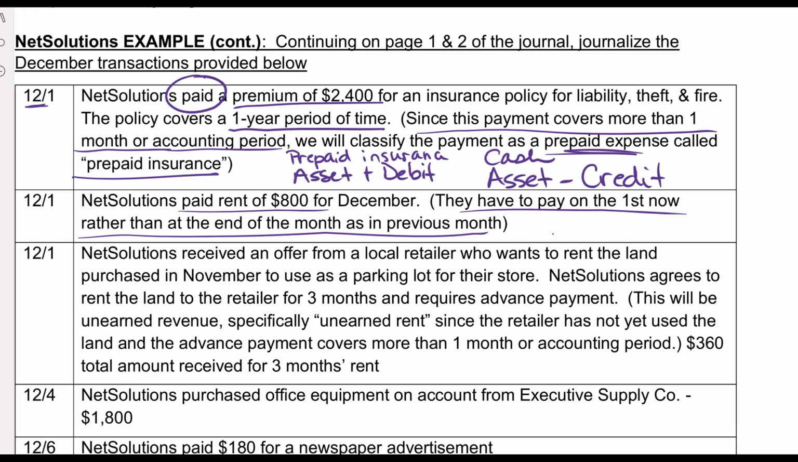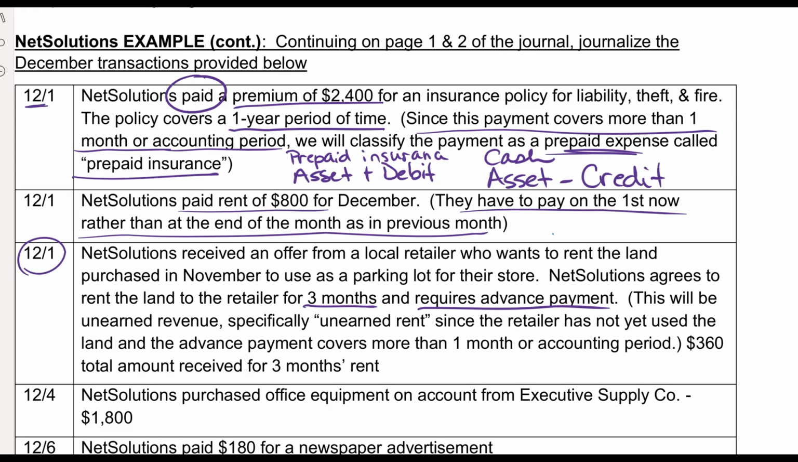So on this next entry, we have a situation where a local store wants to rent that land that Net Solutions purchased in November, that $20,000 of land. They're not using it right now, and this store wants to use it as a parking lot. So Net Solutions agrees that they'll rent it to them for 3 months. They're going to give it a shot and try it out, but they want all the money up front. So because it's December 1st and this rent will be for 3 months, as of December 1st, no time has passed, so they really haven't earned that money yet.